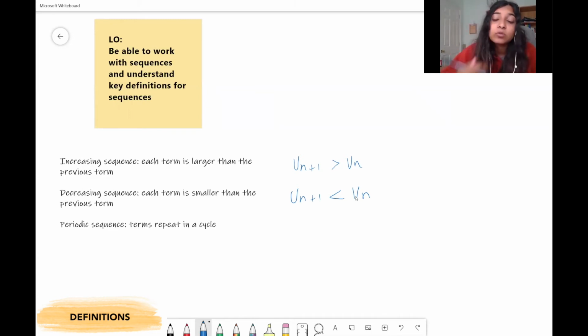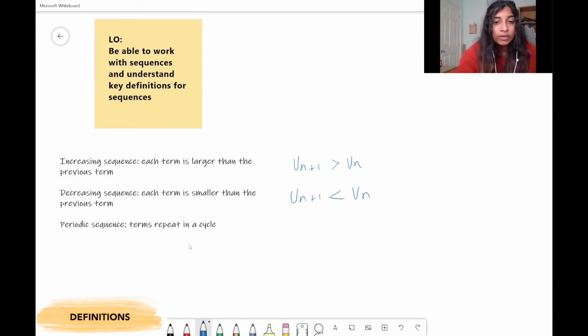So if n was 5, you would have u_n+1, so the sixth term in your sequence is less than n equals 5, the fifth term in your sequence. And then the last one we have is a periodic sequence. So that's when you have terms in your sequence repeating in a cycle.